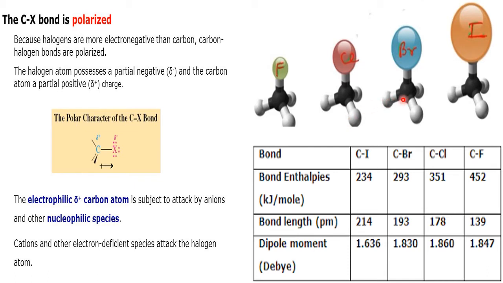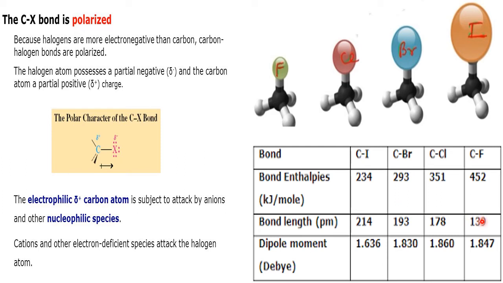That is 11th class knowledge. This can be clearly understood by the data here. See the bond lengths: 214, 193, 178, 139 in picometers. Compare this with the bond enthalpy. With a larger bond length, the atoms are far away, so you can easily rupture the bond, so it needs less energy.